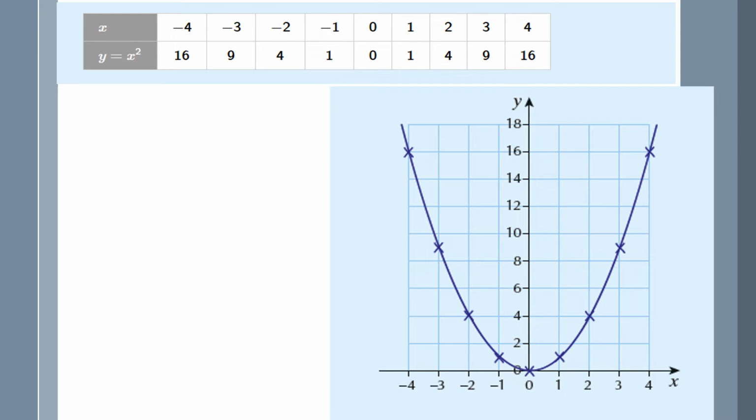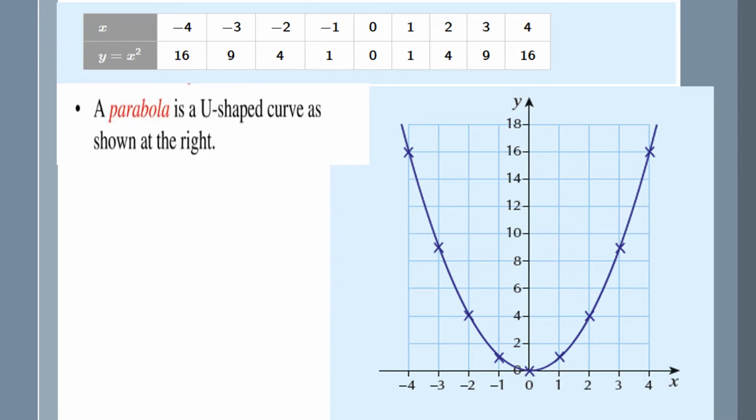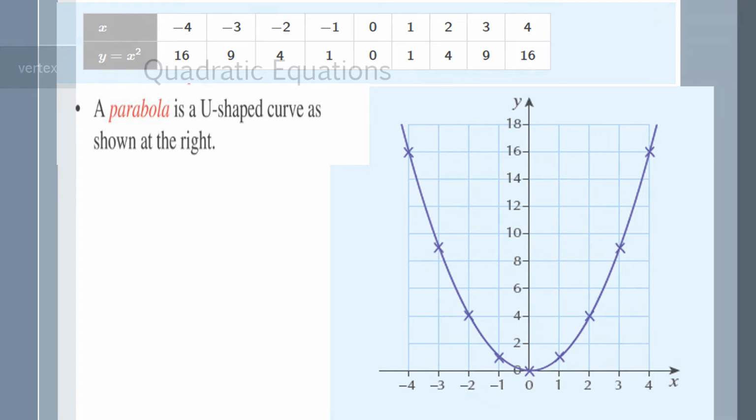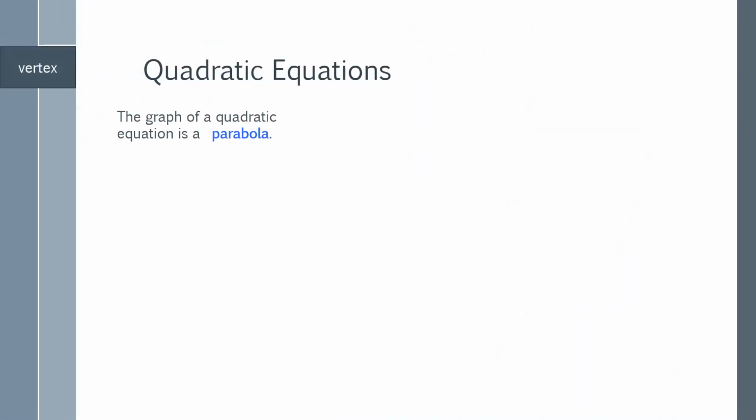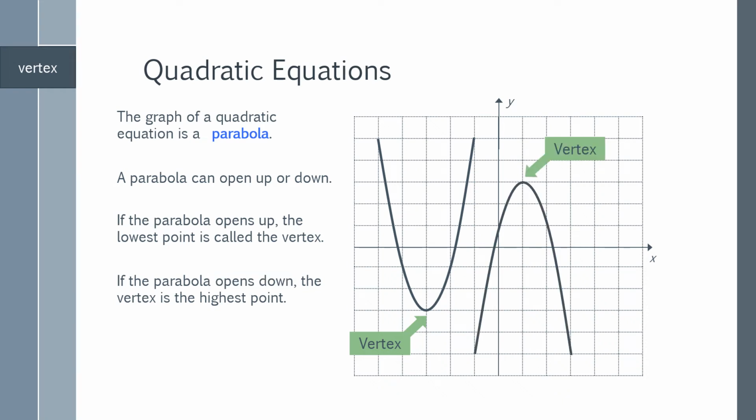How can we describe this shape? It has a U shape. We call it a parabola. So a parabola is a U-shaped curve as shown at the right. Now, if you want to describe the parabola, it can open up or down. So if a parabola opens up, the lowest point is called the vertex, and if it opens down like this, the highest point is also called a vertex.